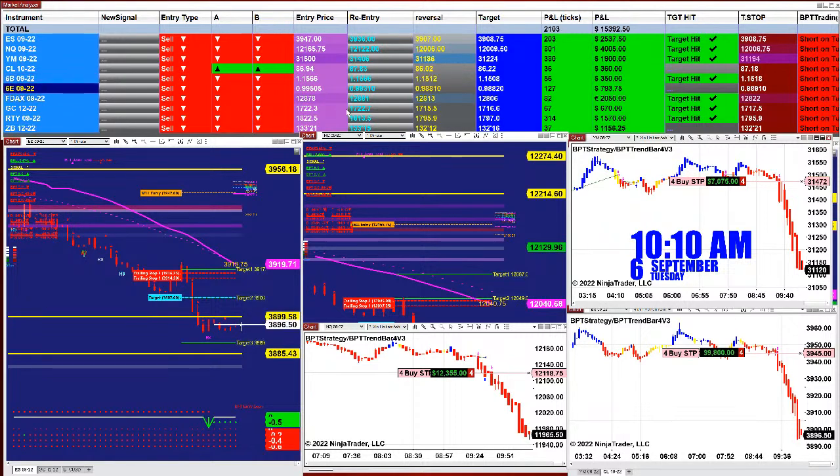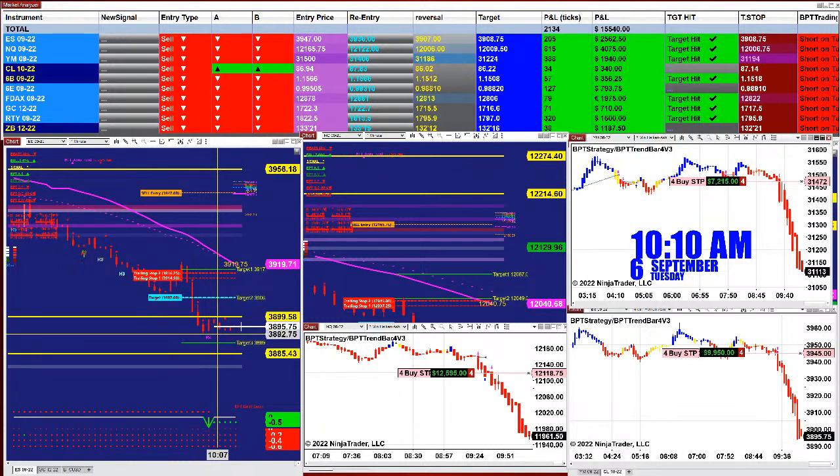As we said, target 3 is right there. And if you notice how the ES has stopped, consider taking everything out. There's no need to stay in the market if you don't want to.